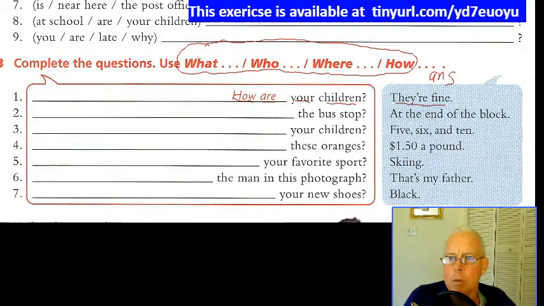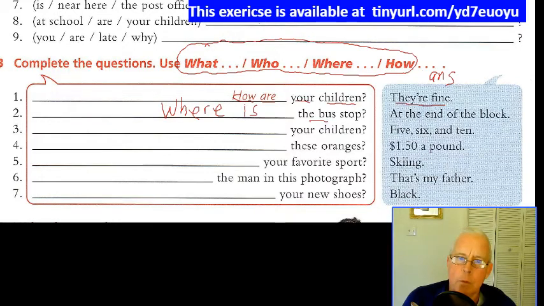Okay, so maybe we should do this by reading the answer first. So number 2, the answer is at the end of the block. So that's a location. So I think what we want here is the WH word, where, then the verb, and then the rest. Where is, then the subject. Where is the bus stop?